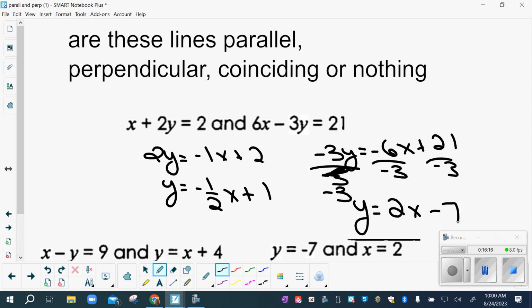So all I care about is this dude and this dude. Are they the same? No. So parallel is off the table, coinciding is off the table. They're either nothing or they are perpendicular. Do they have opposite signs? Yeah, they do. Are they flipped versions of each other? Yes, they are.